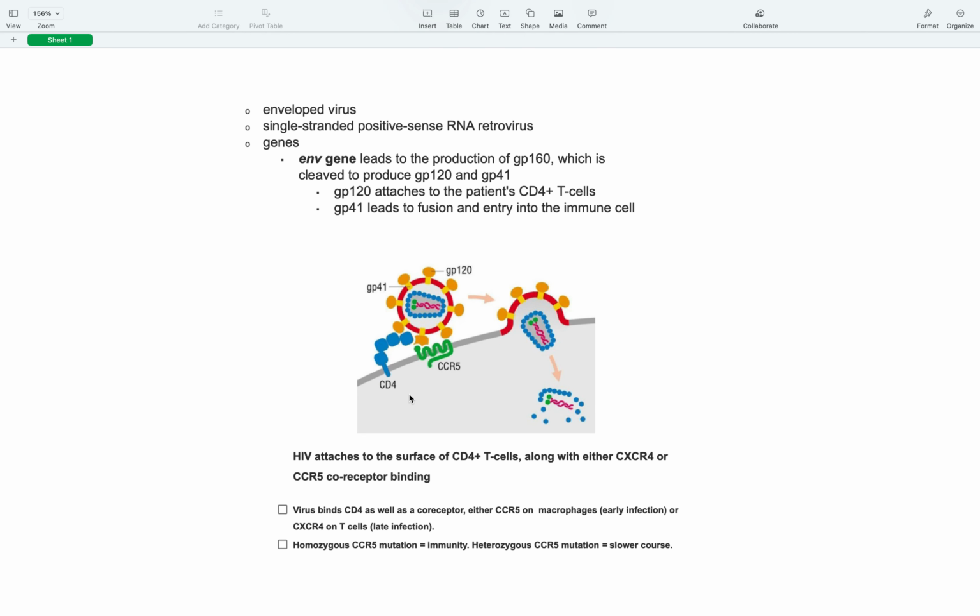So imagine that this is the CD4 cell. The CD4 cell has either CCR5 or CXCR4 co-receptor binding. So the HIV virus attaches to the CD4 via the GP120, and with the help of GP41, it leads to fusion and entry into the human cell. So the GP120 can attach either to CCR5 or to CXCR4 of the CD4 cell.